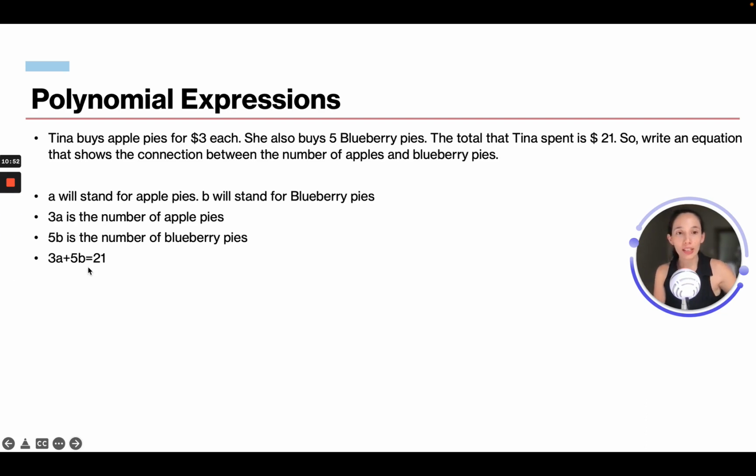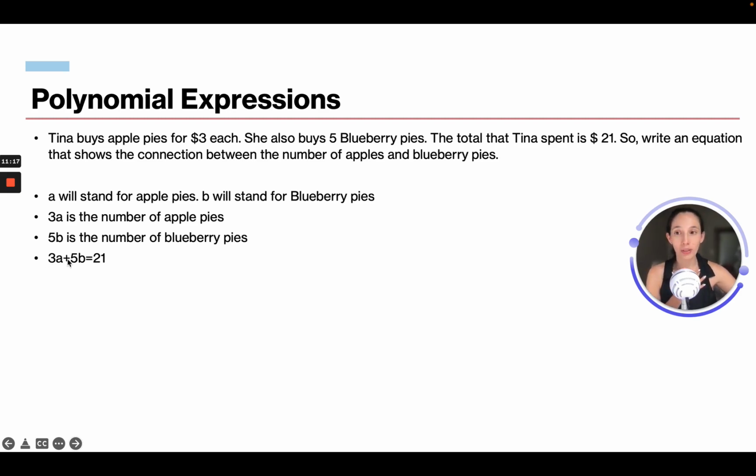And the reason for this is because we know the cost of the apple pies, but we don't know how many. And we know how many blueberry pies, but we don't know the cost. So if we did know the cost and the amount, it would be the cost of the pie times the amount of pies. So that's why here it's $3 for an unknown number of apple pies.